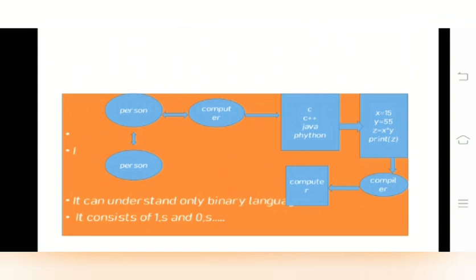Consider, guys, if one person wants to communicate with another person, they can easily communicate. For example, if a person wants to communicate with the computer, he needs to learn one of these languages perfectly.